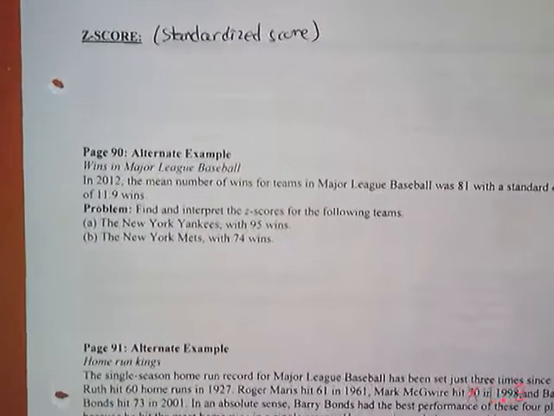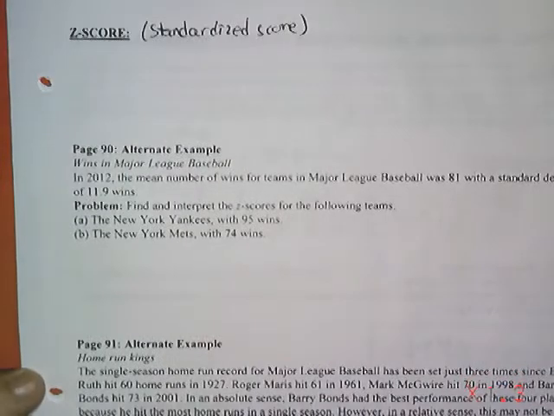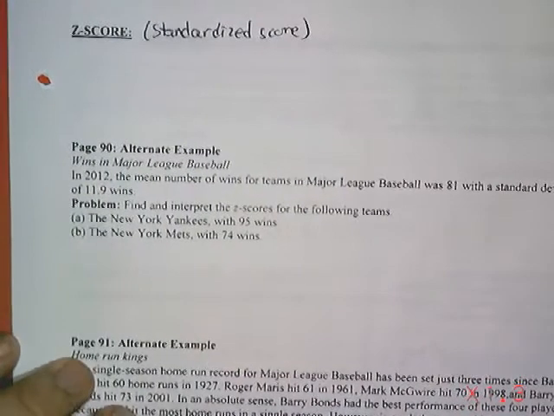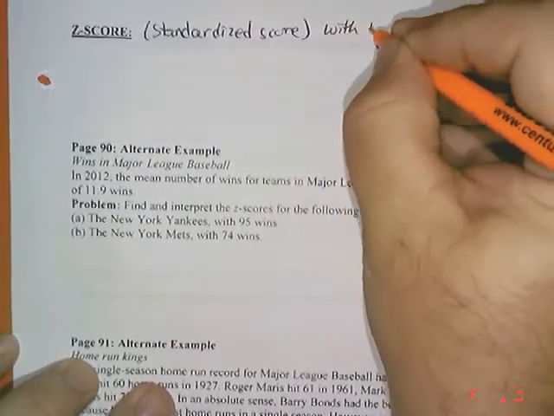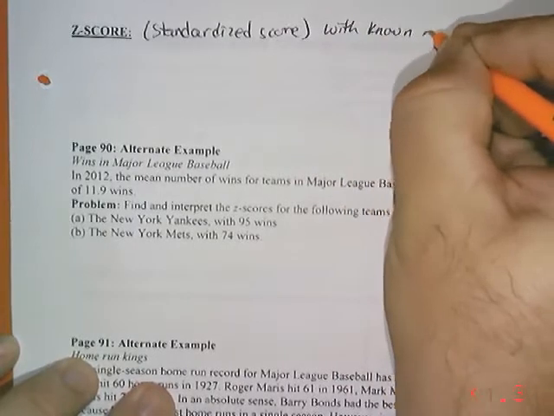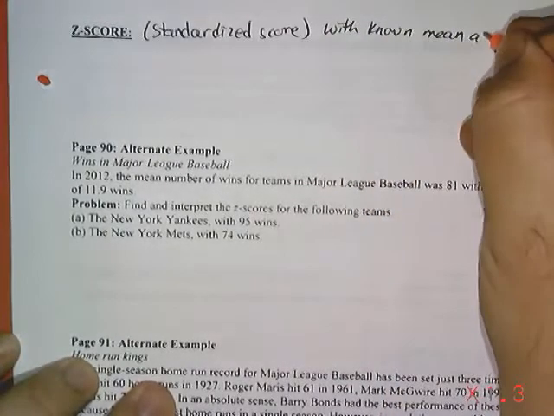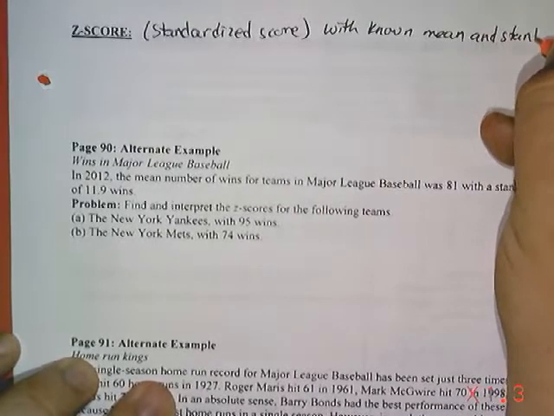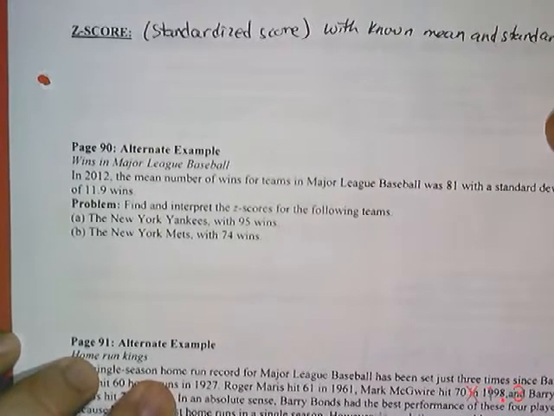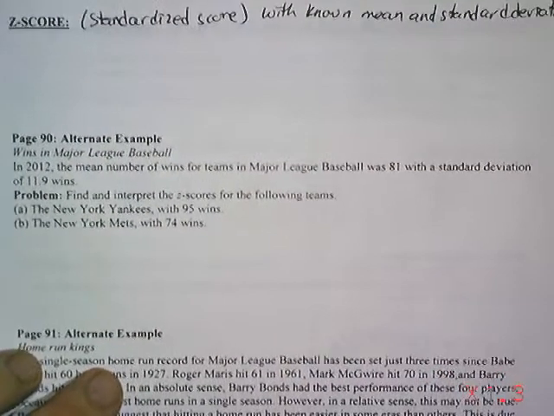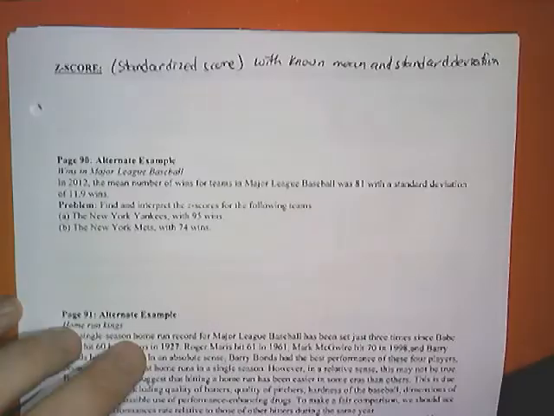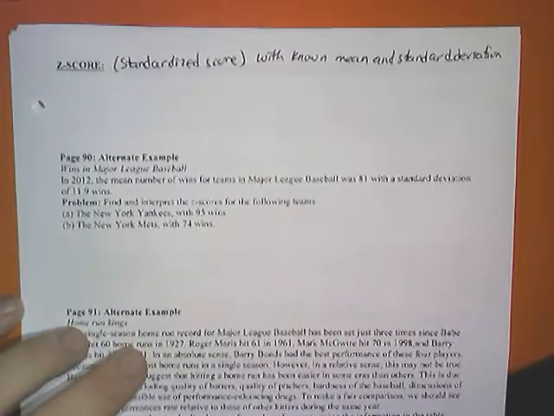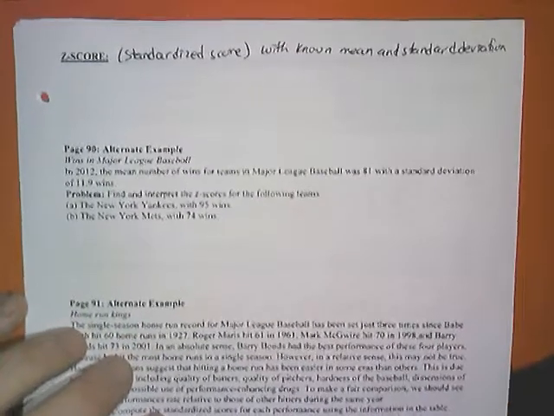Now McGwire, his z-score would be 70 minus 20.7 divided by 12.7, which is 3.88. So he was 3.88 standard deviations above the mean. Better than Maris, but not even close to Babe Ruth still. And finally, Barry Bonds. His z-score would be 73 minus 21.4 divided by 13.2, which is 3.91. Again, better than Maris and McGwire, but not even close to Babe Ruth.